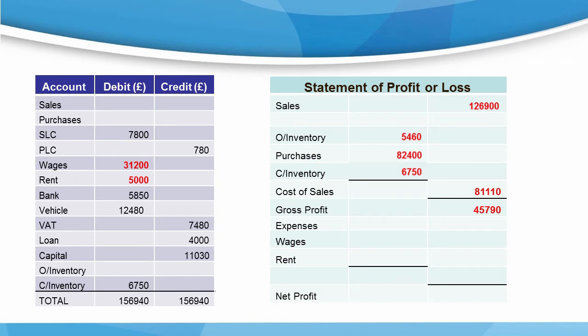Now we need to list all the expense accounts. Here these are wages and rent. From these we can calculate a total for the expenses, and finally for the statement of profit or loss, taking this figure from the total for gross profit, we are left with the net profit.